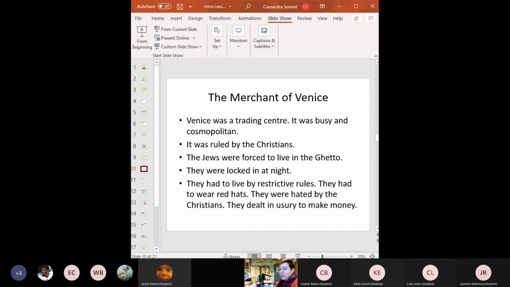What's usury? Very good question. Does anyone know what usury is? All those folk at home, does anyone know what usury is? Usury, very good. But you don't know what it is? Was it where they make people do stuff? No.